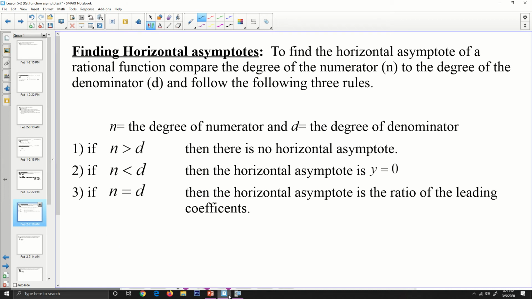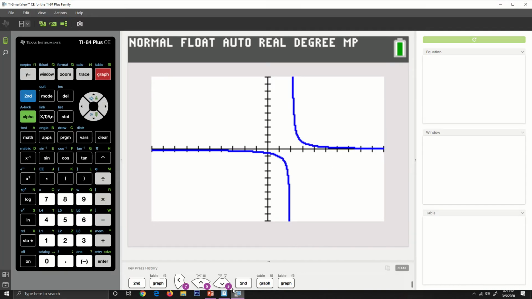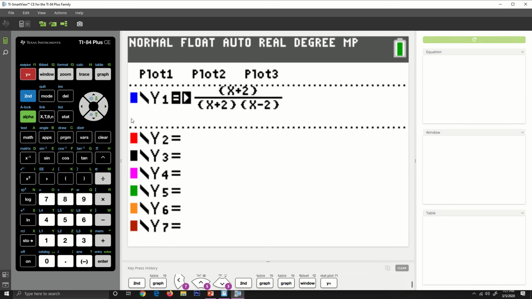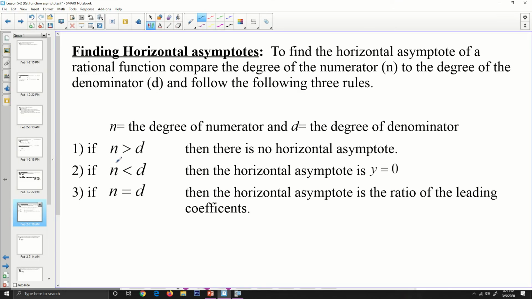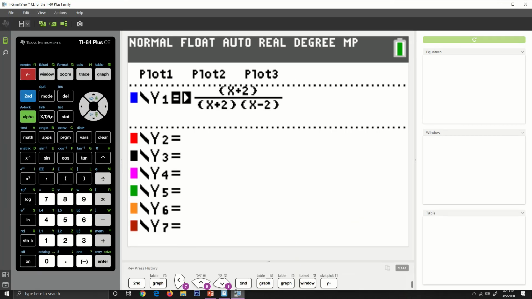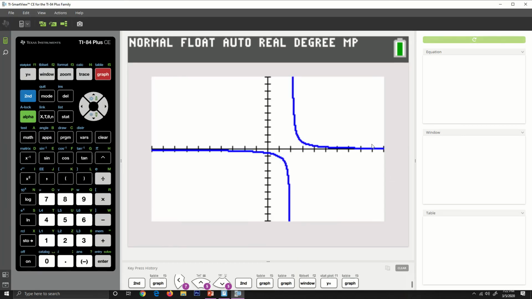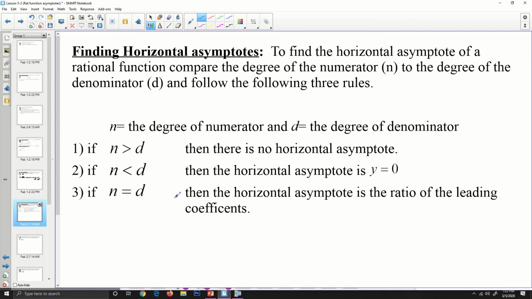All right, so let's go back to this particular one that I just did. The degree of the numerator would be 1 because I have an x to the first. If I multiplied this out, I'd have x squared as my leading term, and therefore the degree of the numerator is 1, the degree of the denominator 2. I would have a situation where the degree of the denominator was bigger than the degree of the numerator, so the horizontal asymptote is y equal to 0. And in our graph, we see that y equals 0 is our horizontal asymptote. So that's a simple example for that.